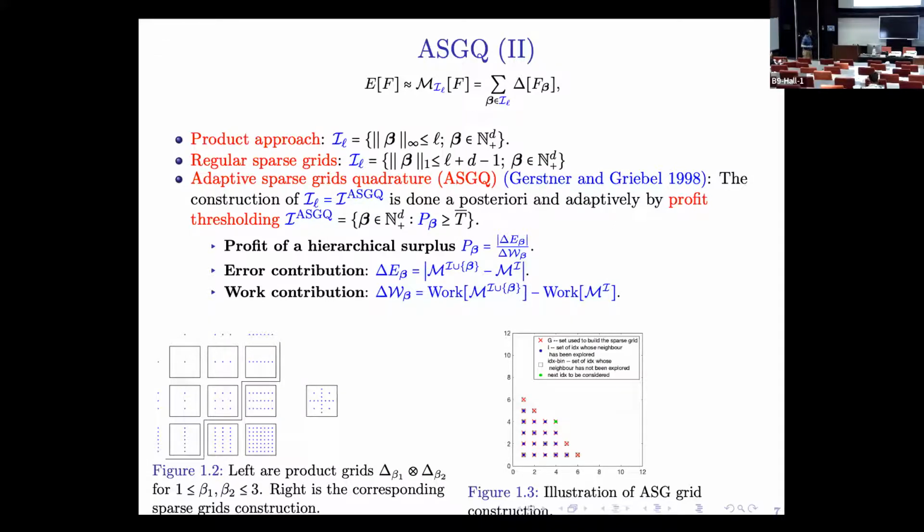This goes back to the work of Gerstner and Griebel. Here you construct the set, as I said, in adaptive fashion, giving a certain profit thresholding rule. So you define what is called the profit. For instance, you can define the profit as the ratio of the error contribution over the work contribution. The error contribution basically measures how much the error decreases if you include the index beta to the current estimator. And the work contribution basically measures how much additional work you are penalized by adding that index to the current estimator, okay?